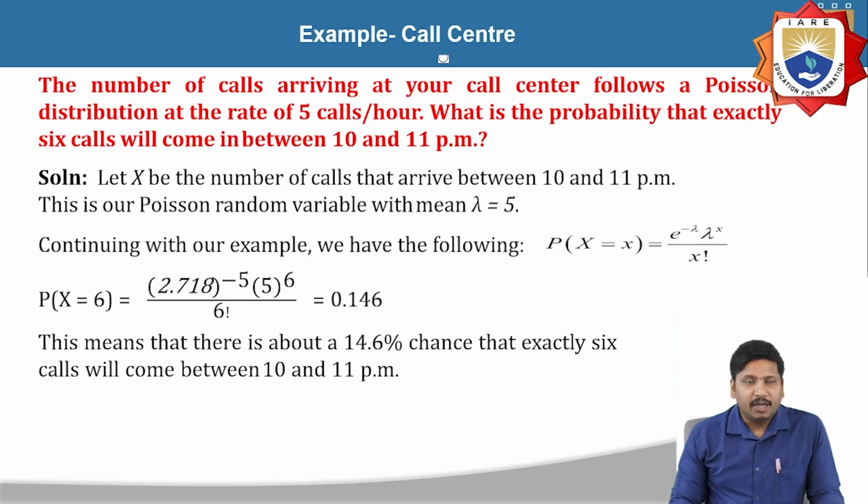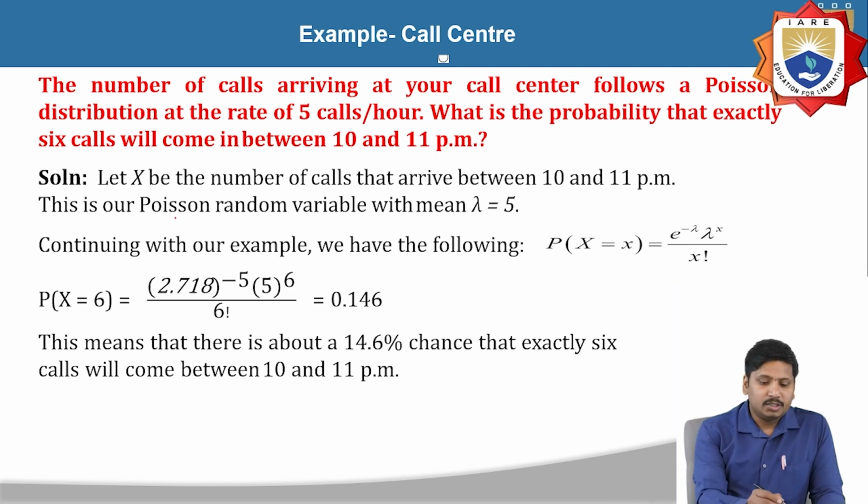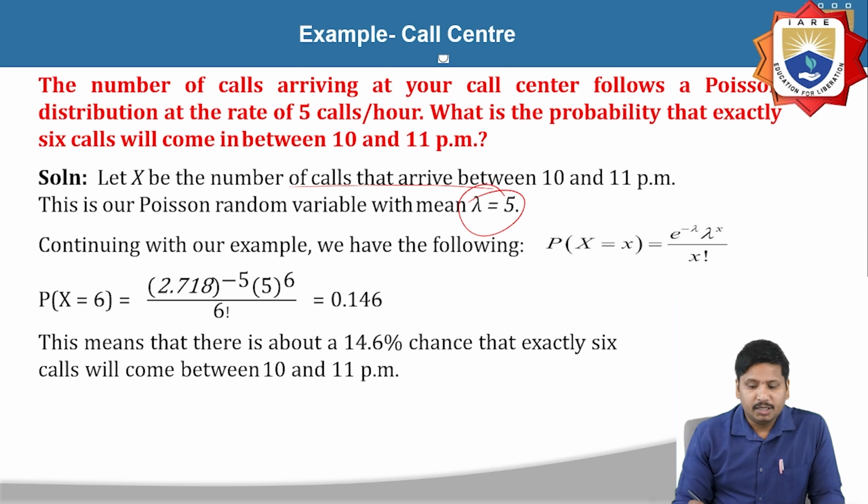So another example I'm explaining. The number of calls arriving at your call center follows the Poisson distribution at a rate of 5 calls per hour. What is the probability that exactly 6 calls come in between 10 and 11 p.m.? I'm going to consider x as the number of calls arriving between 10 and 11 p.m., and the mean value is lambda, which is denoted as 5.